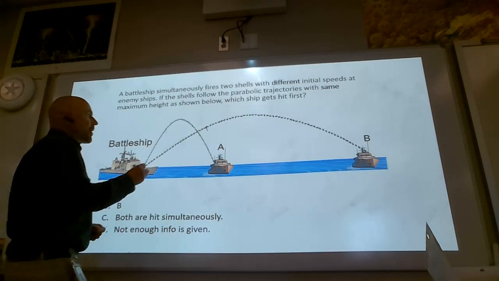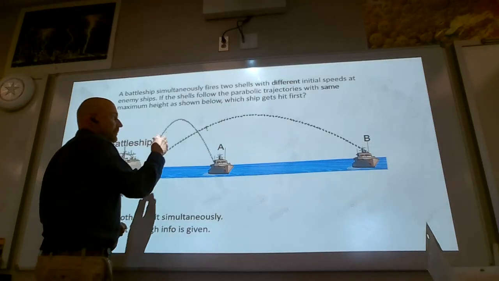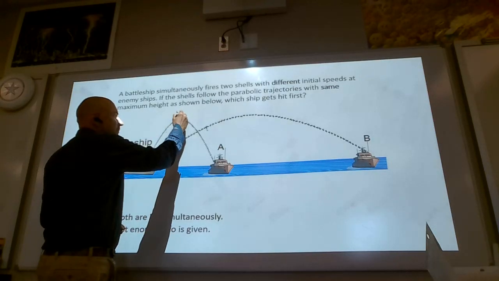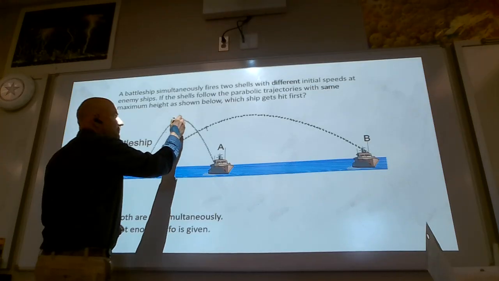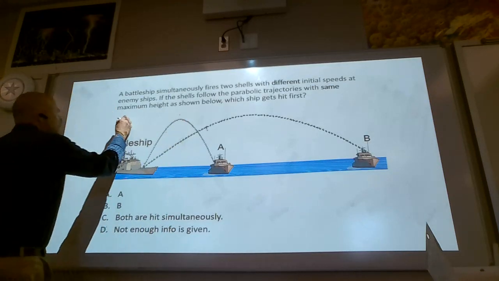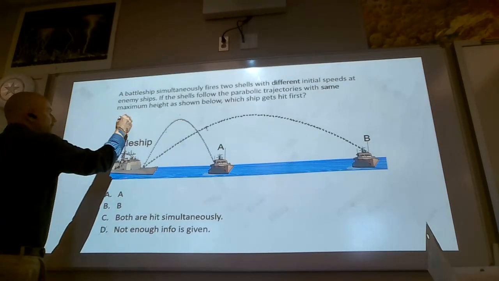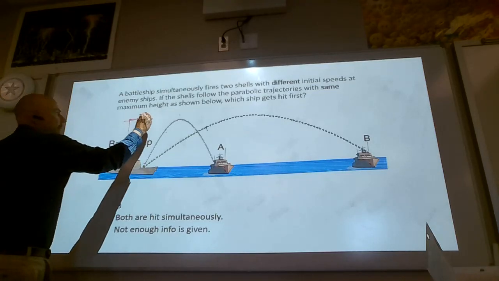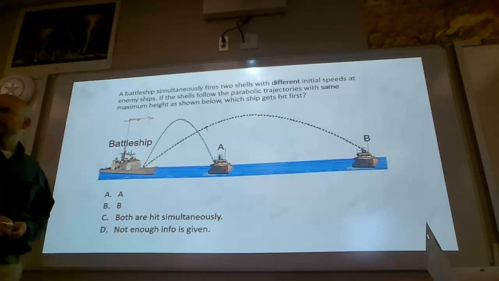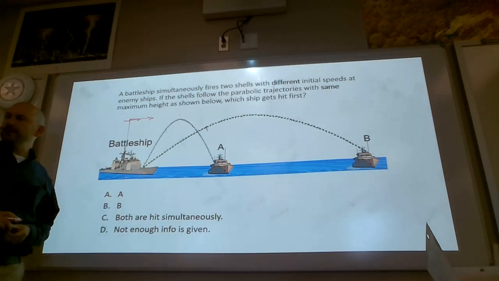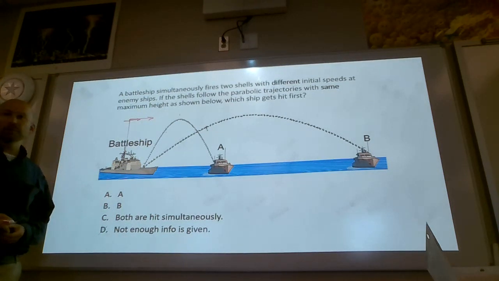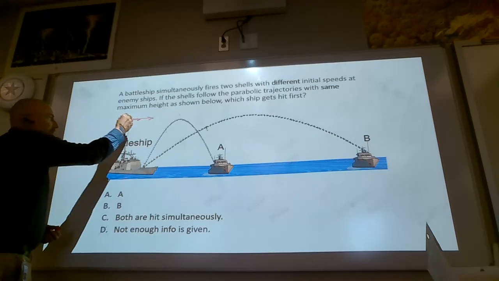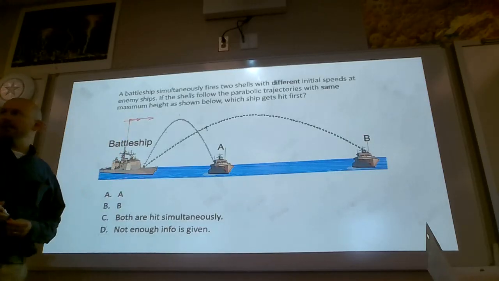But there's no different initial velocities. Okay, so if I took this and I launched one of them and then launched another one at the same time, just faster, which one's going to hit the ground first? Just as if I dropped one.